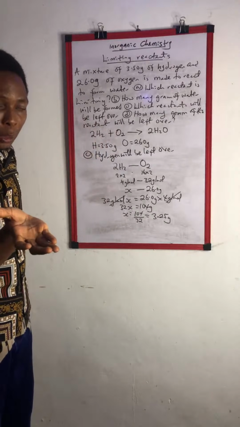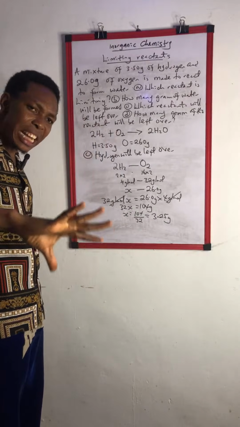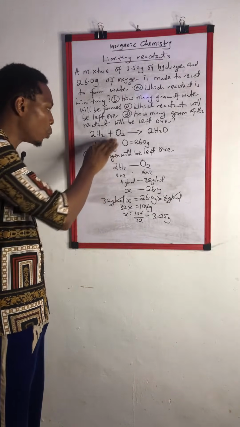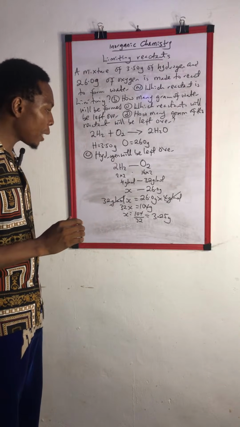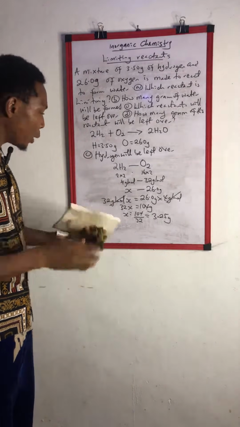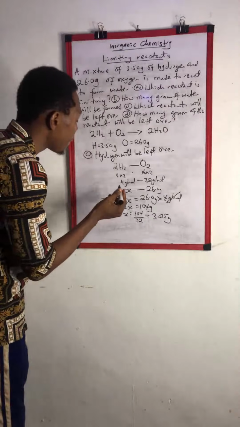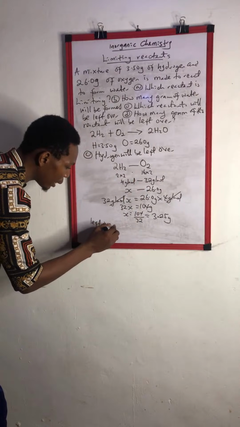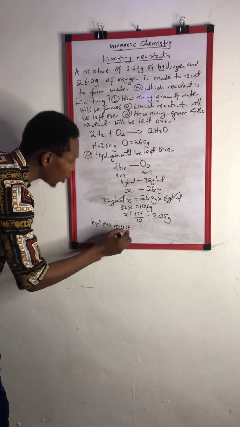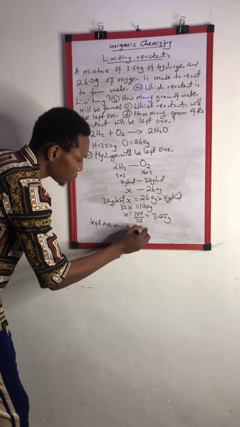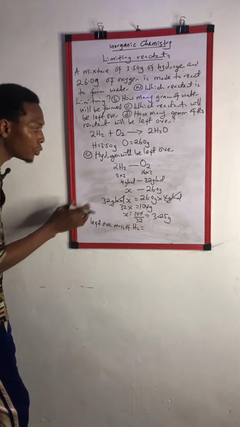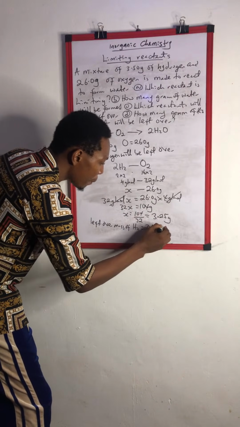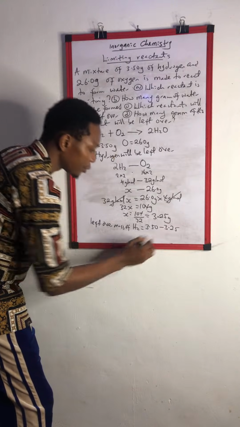Hydrogen that was made to react with what? With oxygen. So it simply means that there's a leftover, a residue, in the mass of the what? Of hydrogen. Now, to know the leftover mass of hydrogen, you subtract this value from the initial value. It should be 3.50 minus 3.25.